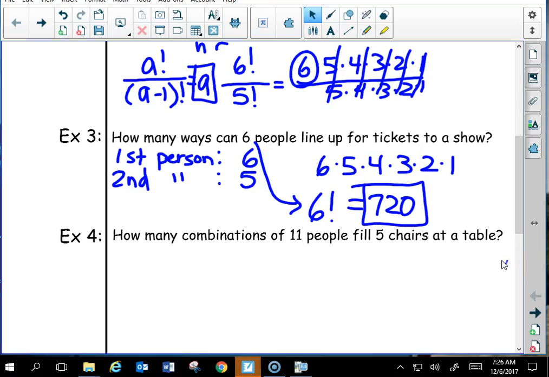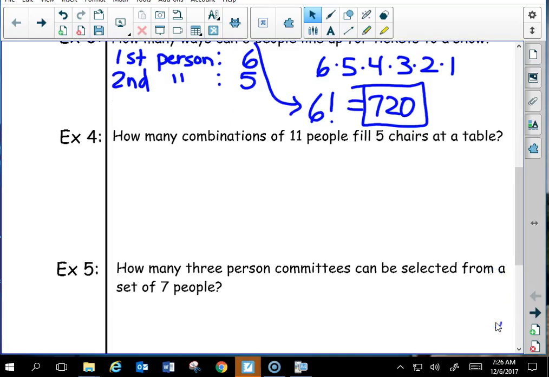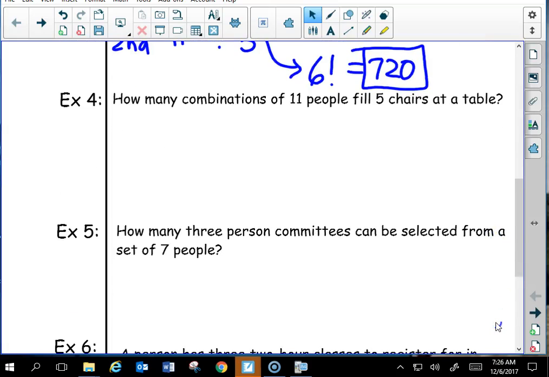All right, example 4, how many combinations of 11 people fill 5 chairs at a table? Because the people are sitting in different chairs, different things are happening with each person, then this is a permutation. So order kind of matters. It matters what chair they sit in. Even though there's 5 chairs, it seems like it doesn't matter where they sit, but you need to know that in a problem like this, it's a permutation.